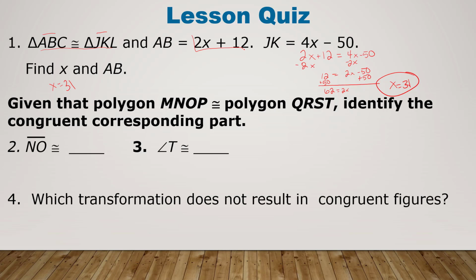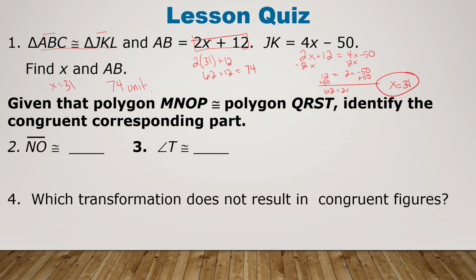Well, if we have an expression for AB, we can plug in the value 31 for x. So 2 times 31 plus 12. 2 times 31, well, that's 62, plus 12 equals 74. So the measure of AB is 74. We weren't given any units, so we don't know what. We could, if you wanted to, say 74 units.